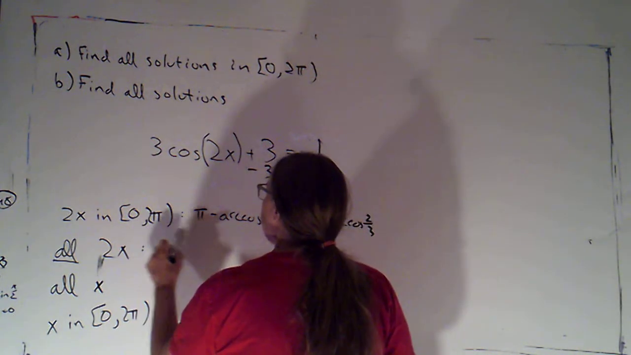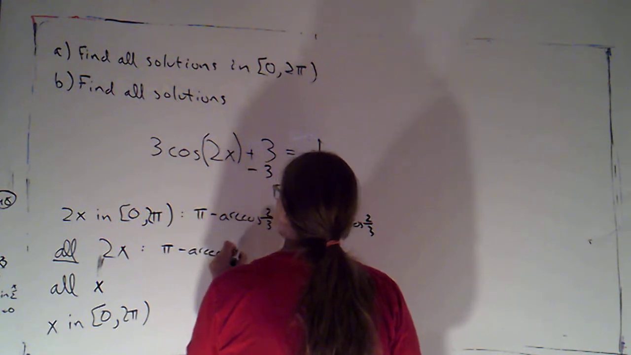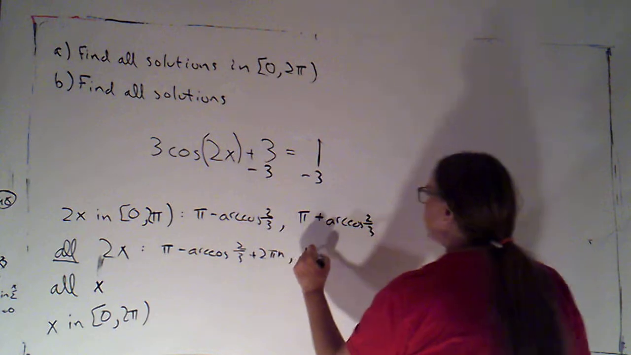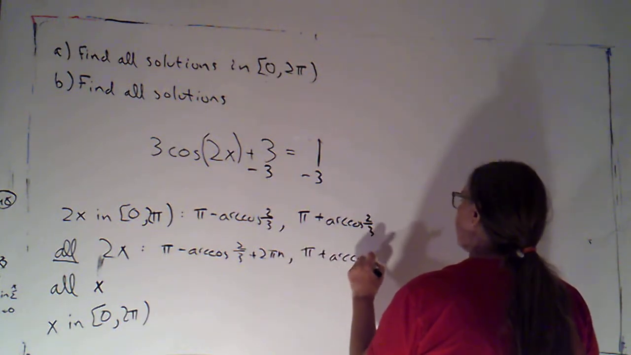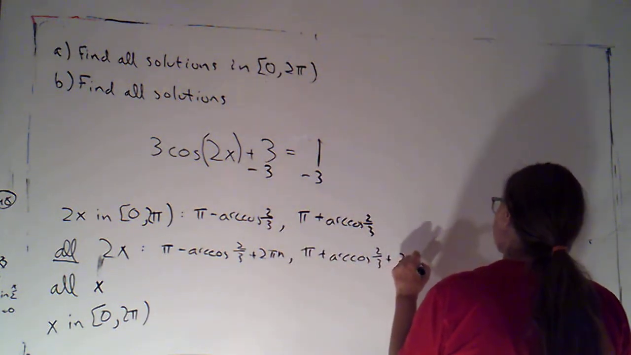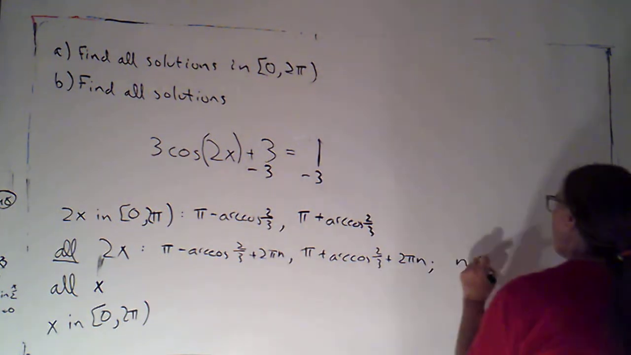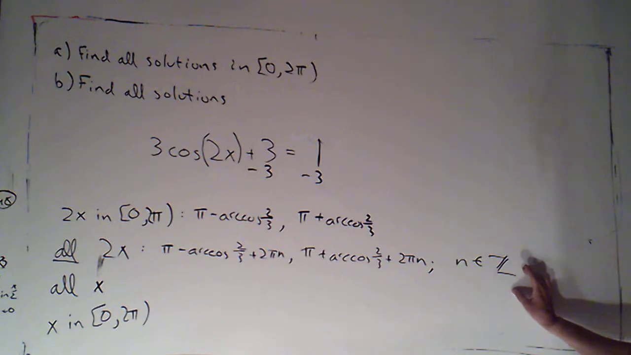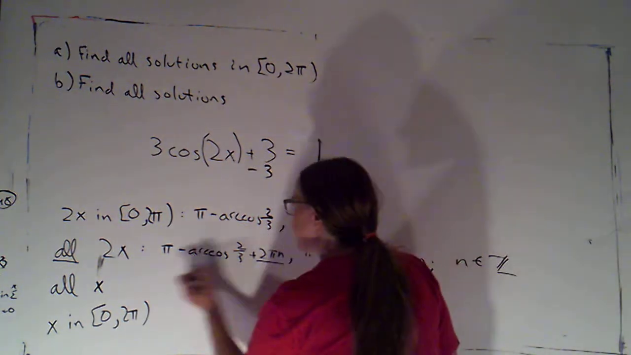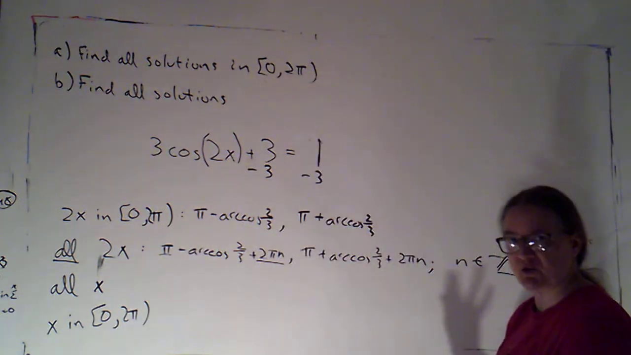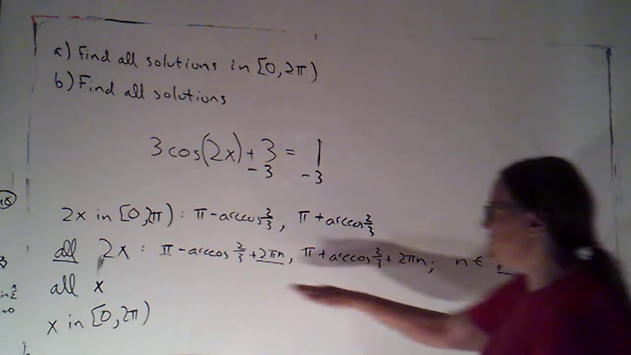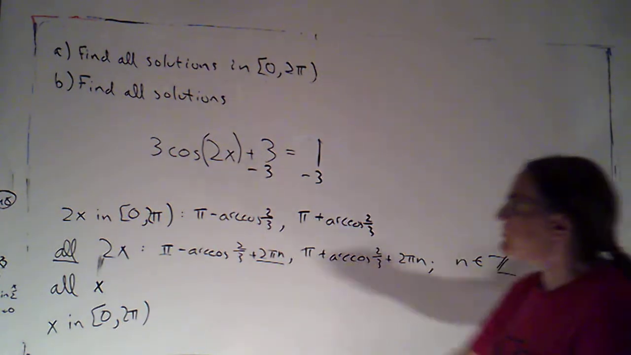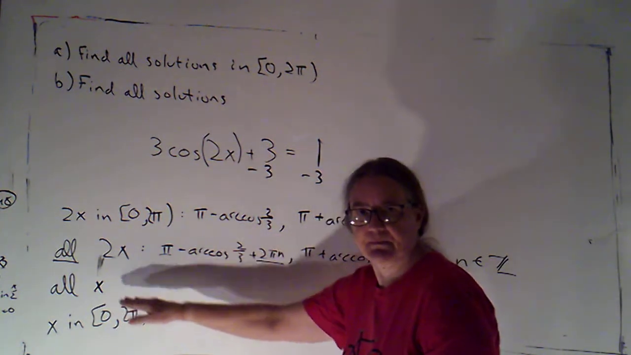So this would be pi minus arc cosine of 2/3 plus 2 pi n, pi plus arc cosine of 2/3 plus 2 pi n, where n is an integer. Okay. And again, if I wanted to consolidate and say that's 2n plus 1 copies of pi, I could do that in either of those answers. Okay, so now I want to figure out what x is.